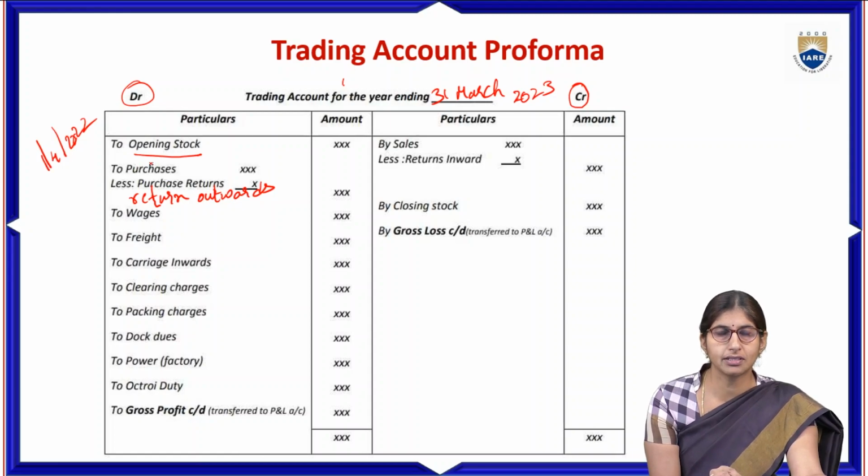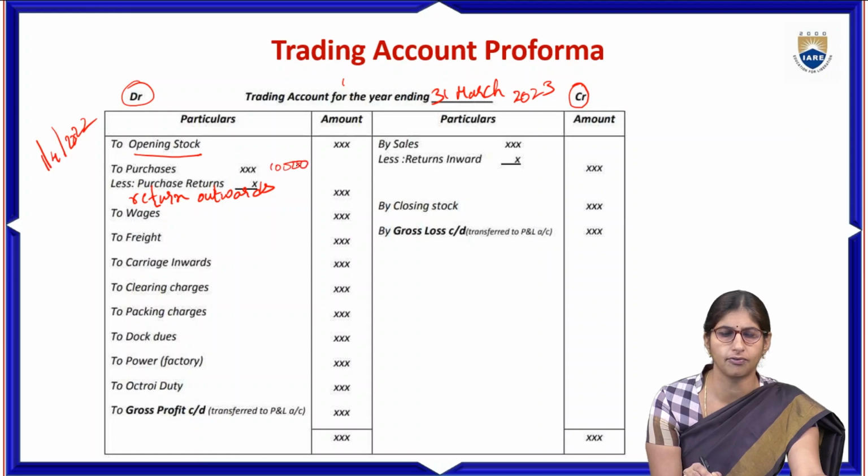Out of the total purchases, let us say we have received 10,000 worth of purchases, out of which we are not satisfied with goods worth 900. So we are going to return goods worth 900. So the final amount we are going to write here is 9,100. This is the figure, 9,100, and we are going to write it in the outer column.